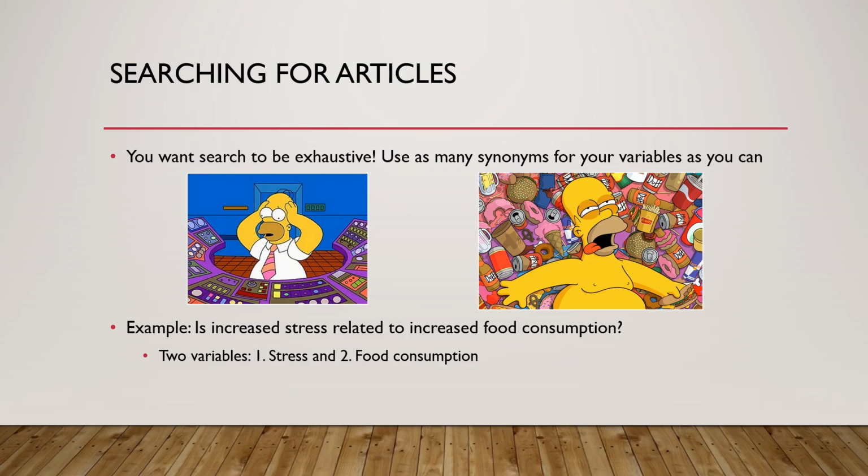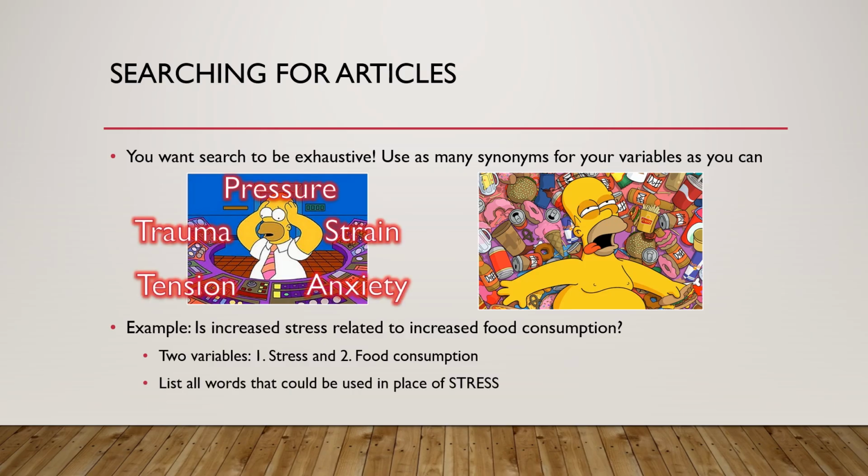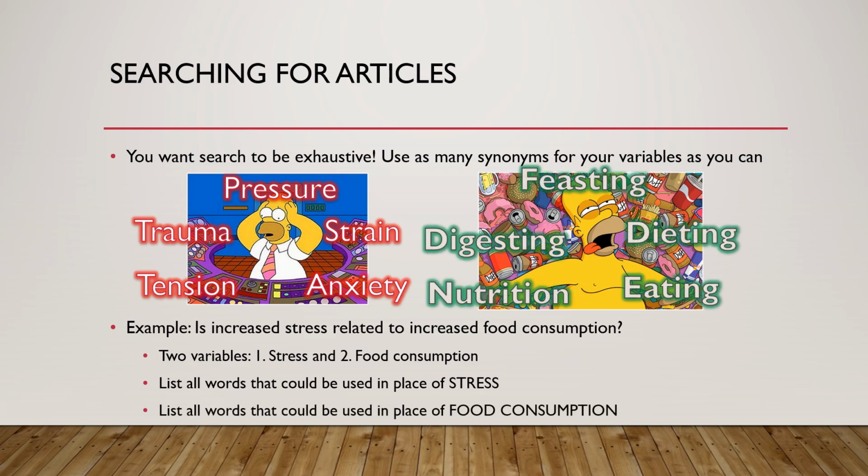We want to come up with a lot of different ways of triangulating it, because some research might not use the word stress in the abstract, or food consumption might be a very niche field of study, whereas there might be other keywords that could help to open up and find other articles that are related to my topic. So for stress, I might look up other words in place of stress, such as trauma and anxiety, tension, pressure, strain, and any of those related to food consumption. And similarly, I might have different synonyms for that food consumption, such as feasting or eating, digesting, nutrition, binging, dieting. Any of those could work as synonyms.